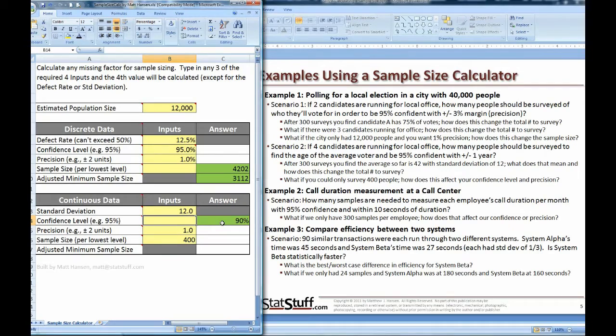So you can see this is the power of this calculator. You can use the same calculator to solve for whatever that missing value is, so you can figure out what adjustments you might need to make between confidence level and precision. All right, let's go to the next example here.